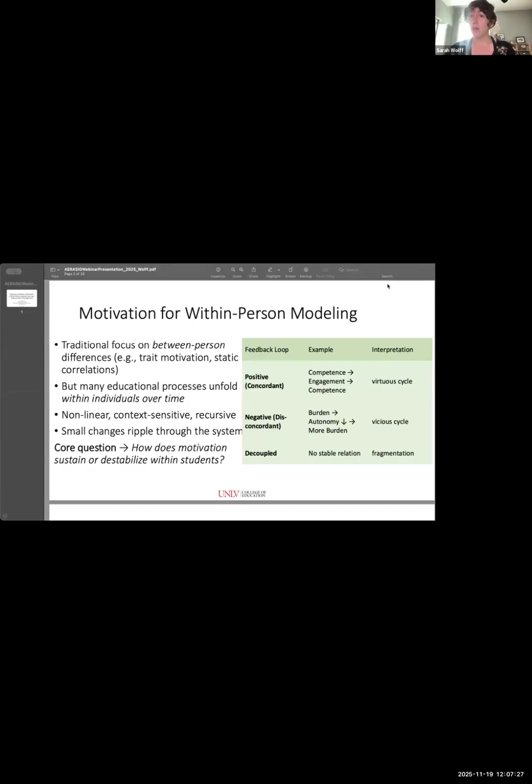And we've been researching in the Office of Learning Analytics here at UNLV. I work with an amazing team, and we've been thinking about motivation in terms of feedback loops of being concordant, in line with some kinds of concordant cycles of motivation, or being negative, so disruptive, or decoupled, so kind of fragmented. And so the core question behind all this is how does motivation sustain itself over the semester, right? Or how does it destabilize within students?